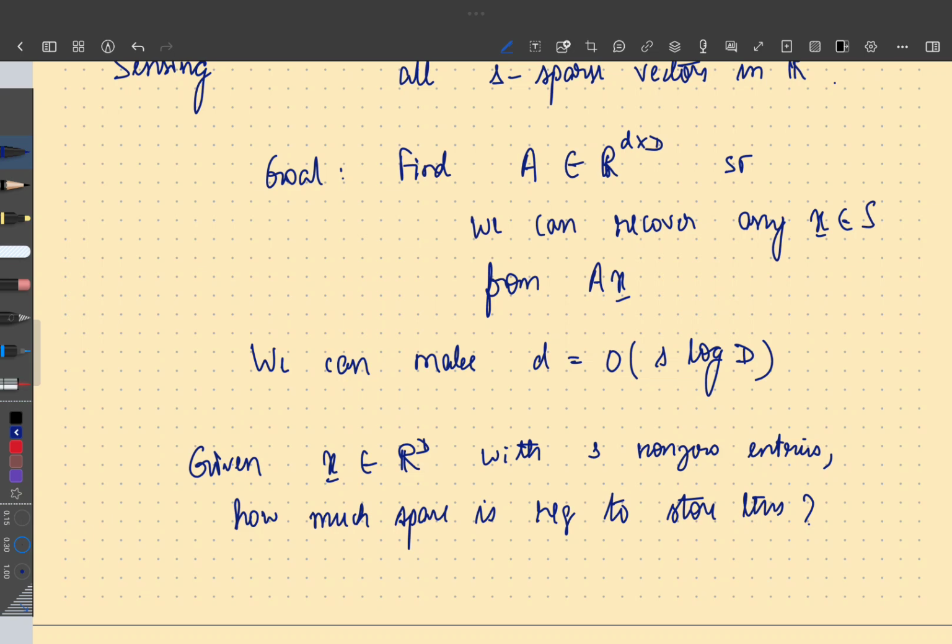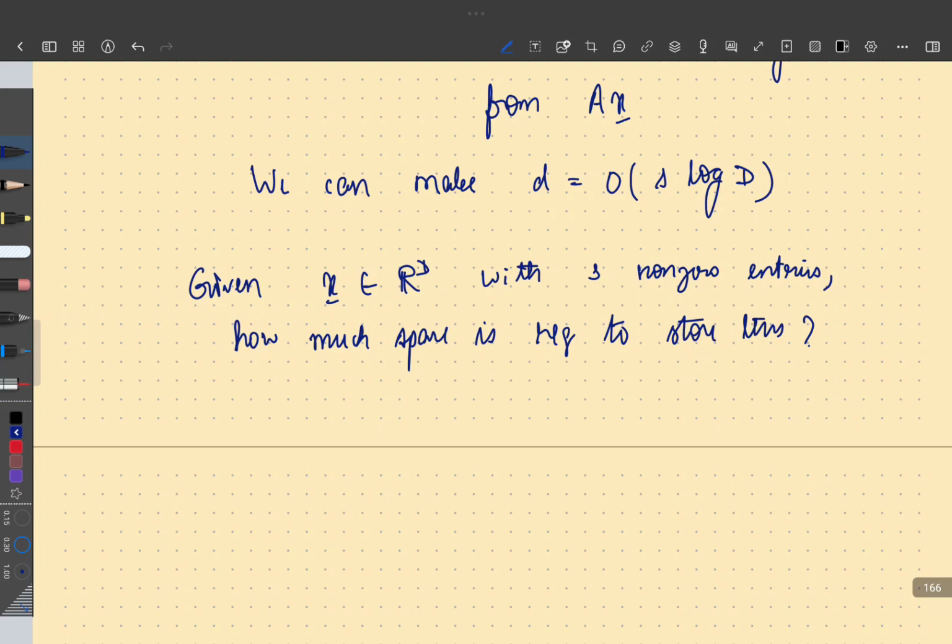One strategy is, for each non-zero entry, I will store the non-zero entry alongside the index in the vector. So I will do this for all the non-zero entries. Since the number itself can be of C bits, while the index can be of maximum log 2 D bits, because D is the number of indices. Okay, you mean log to base 2 of D. Yes, that's right.